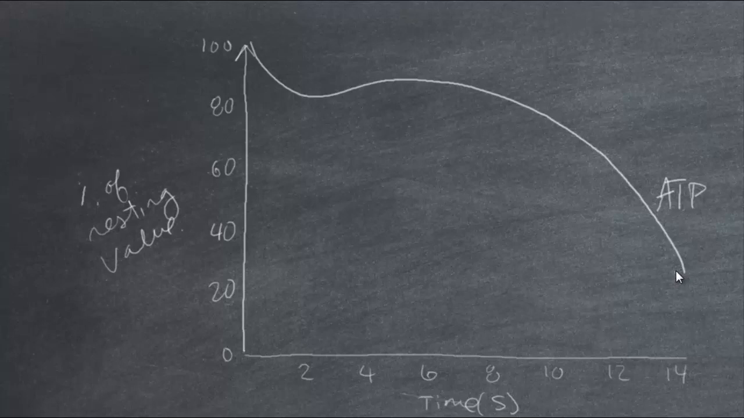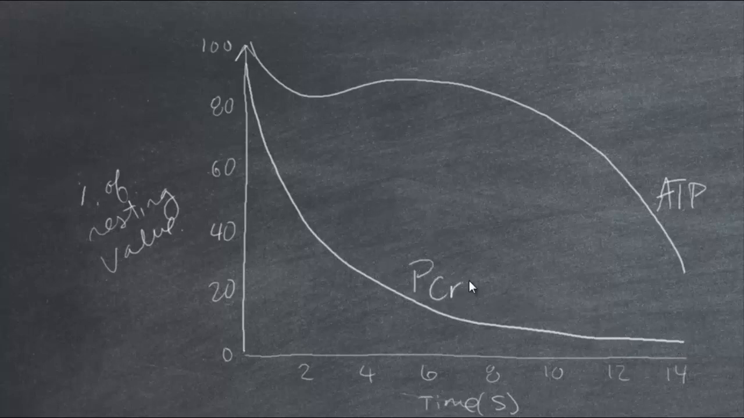What I want to show you next is what happens to the body supply of phosphocreatine. It's going to look something like this. So this is phosphocreatine. The thing that I want you to know is right now you have a lot of phosphocreatine, right? And it's dropping rapidly in the first couple seconds of maximal physical activity, to the point where around 14 seconds or so, it's nearly totally depleted.